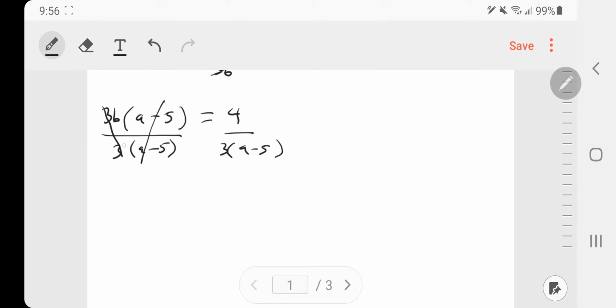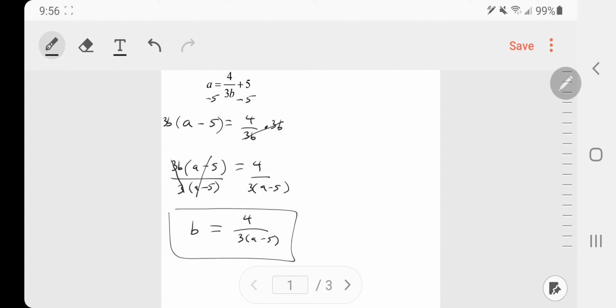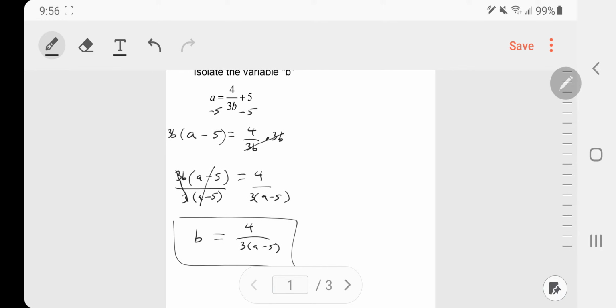Now notice I did not divide by b because I wanted that to stay where it was. And on the right side now, I have everything that I divided, 3a minus 5. And that is my final answer for this one. So it's b equals 4 over 3a minus 5 in parentheses. Let's take a look at another one.